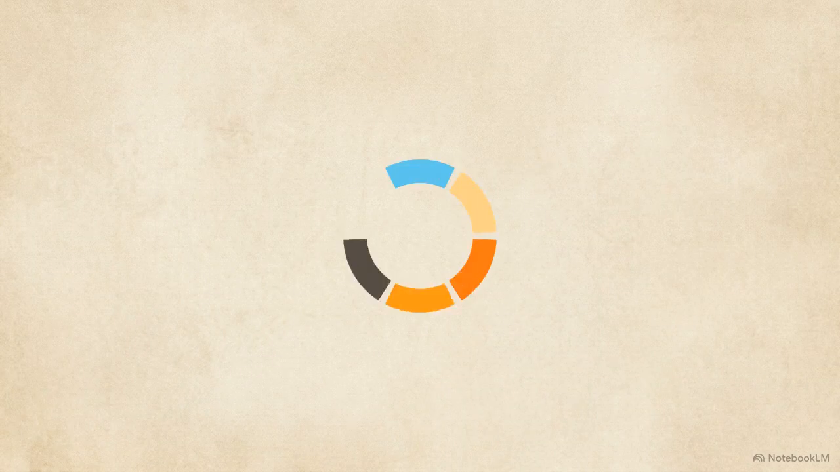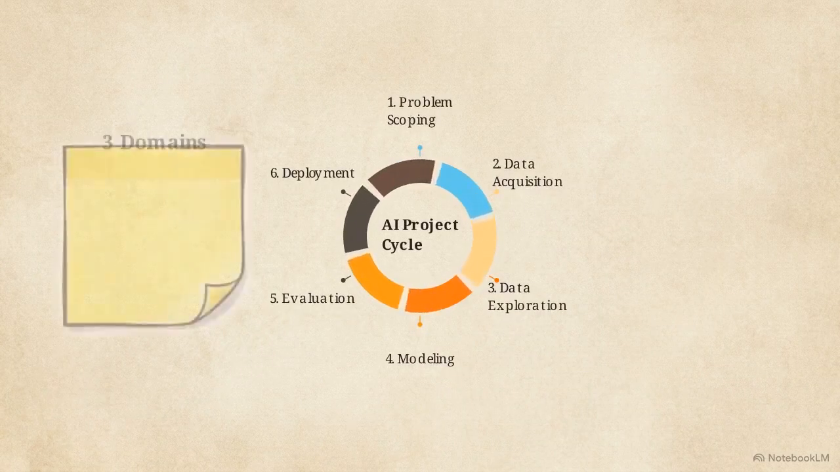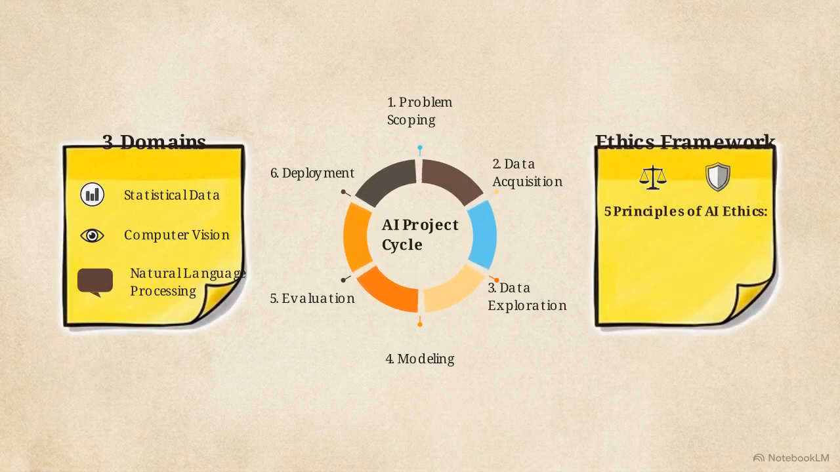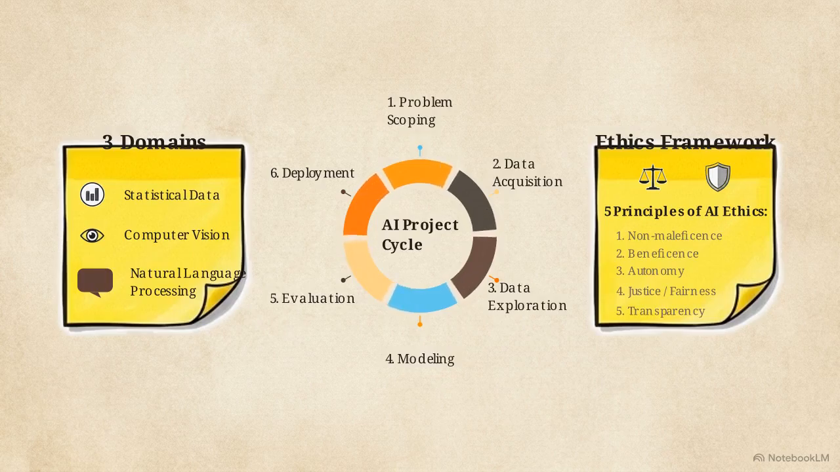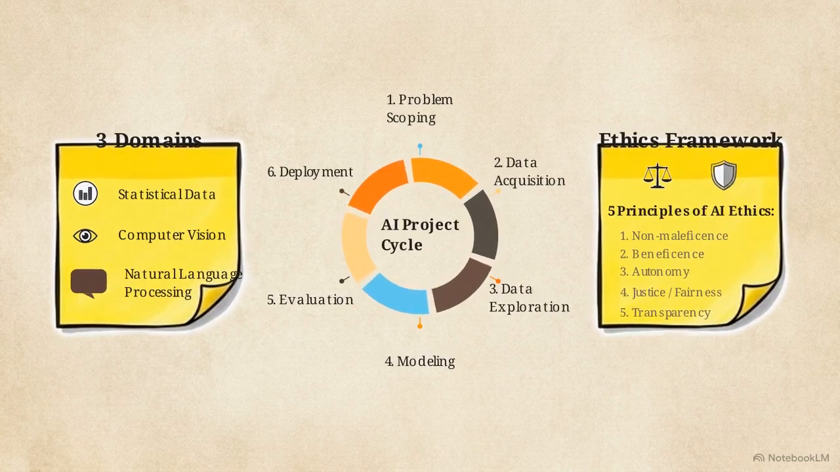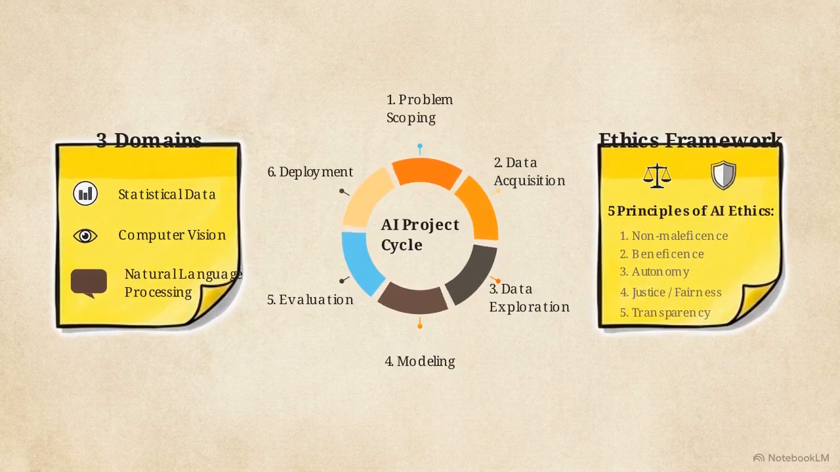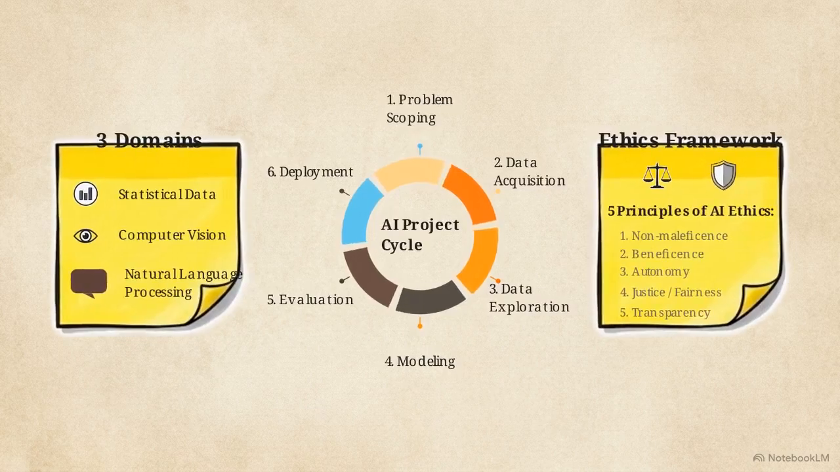This graphic shows the complete technical blueprint. At the center is the 6-stage cycle. On the left are the 3 data domains. On the right are the 5 ethical principles that must guide every developer: non-maleficence, beneficence, autonomy, justice, and transparency. Technical mastery is achieved by following this cyclical, ethical framework to build technologies that safely and effectively serve human needs.